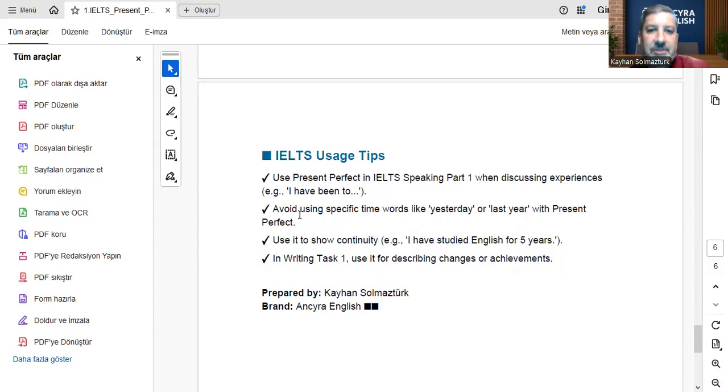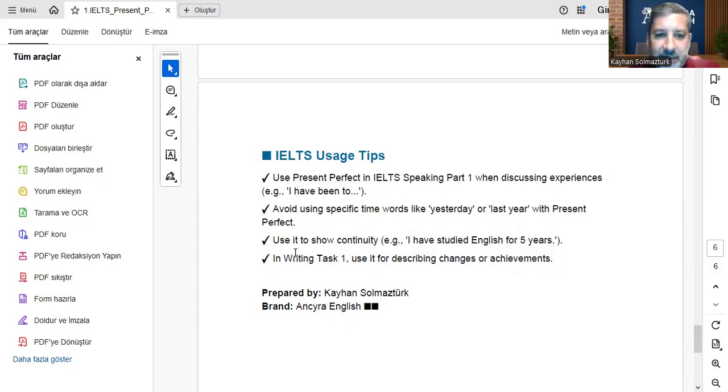So avoid using specific time verbs like yesterday or last year with present perfect. It's a specific period of time. So remember, I have told you a couple of times here in our first video, we use those with the past simple tense, like yesterday, last year, verb two, not have plus verb three, or in other words, the past participle form of the verb.